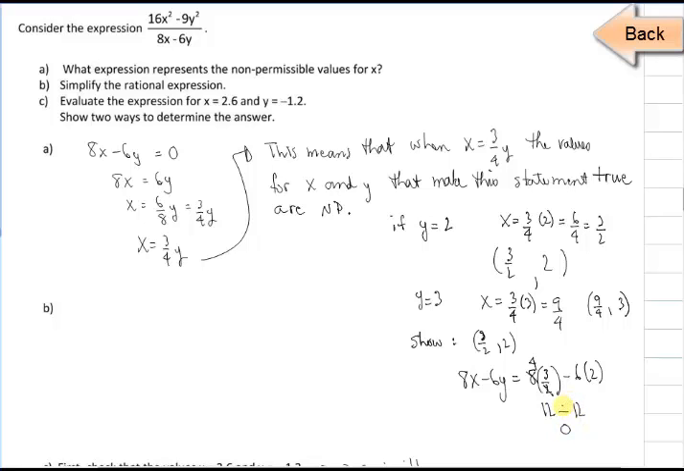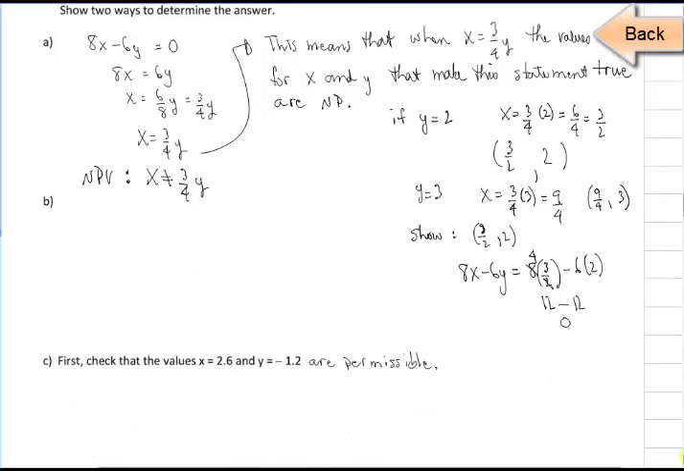Okay? So your non-permissible value then for this expression is that x cannot be equal to 3 over 4y, because if it was, you would have 0 in the denominator and therefore an expression which is considered undefined. Okay, so let's take a look at B. You've been asked to simplify.